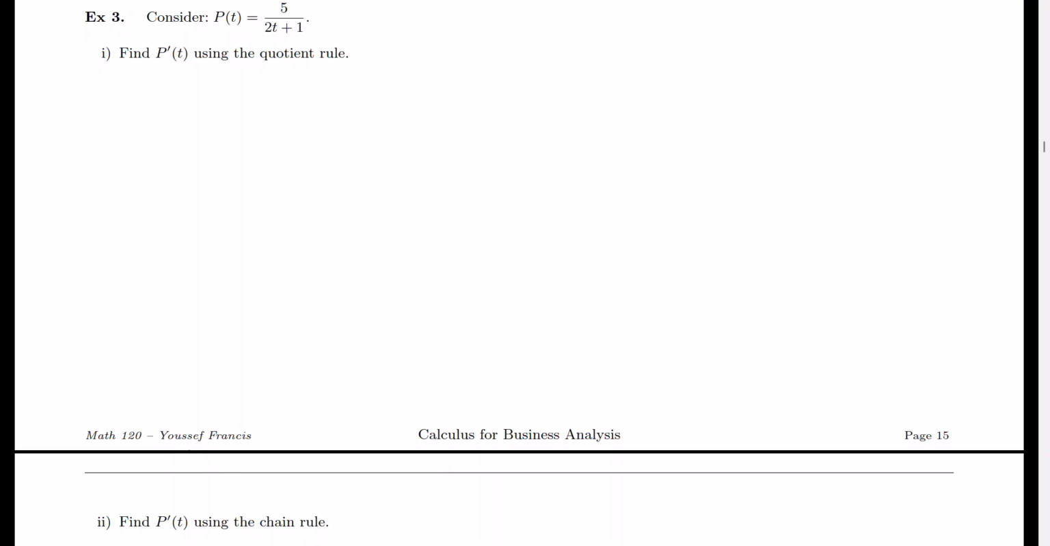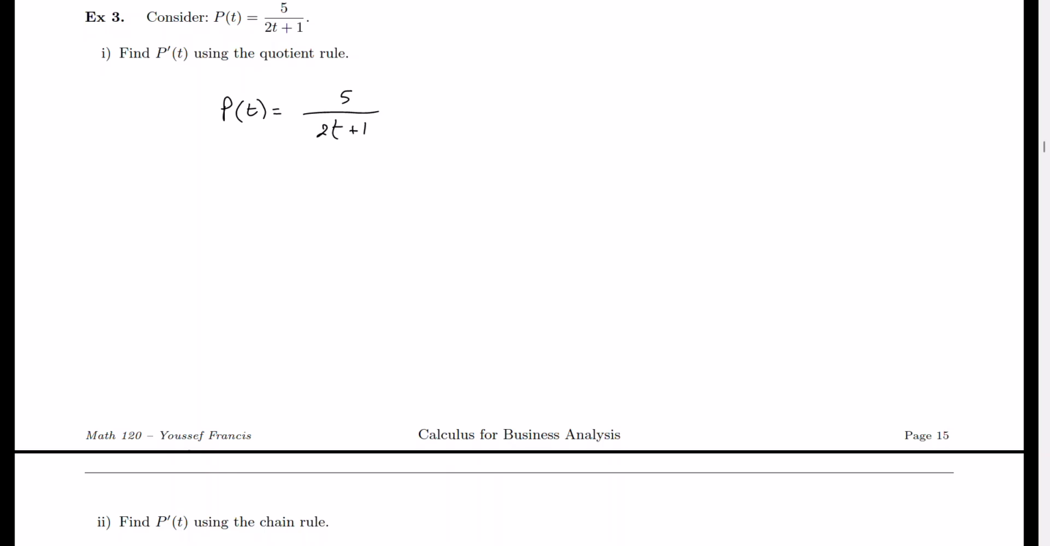Because the problem is the same, we should get the same result no matter how we find the derivative. But in this problem, we are going to start by assuming that there's a function called capital P of small t, which is 5 divided by 2t plus 1. And for part 1, they're saying find the derivative using the quotient rule. So I'm going to write down the P of t that I'm differentiating. It's 5 divided by 2t plus 1. And they're saying for this part of the problem, we want you to think of it like a quotient rule and find the derivative using the quotient rule.